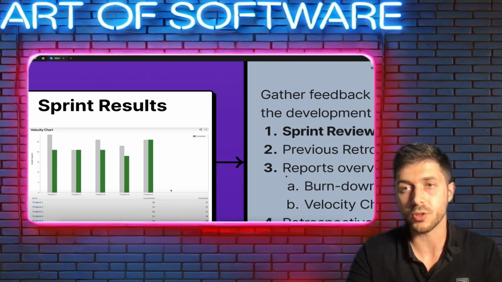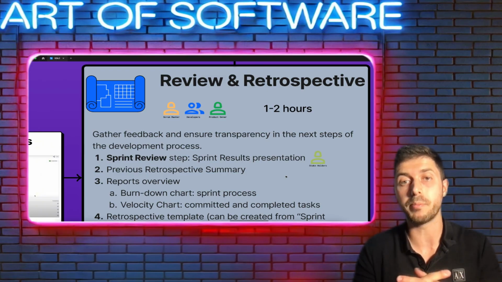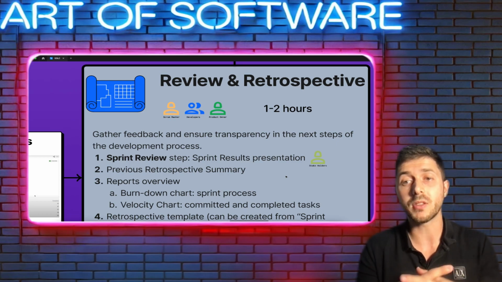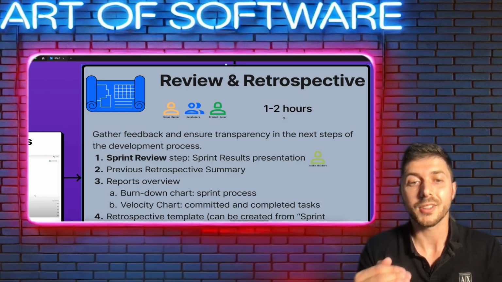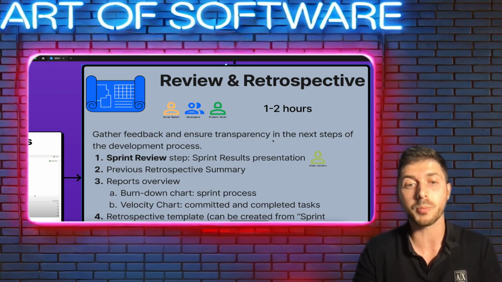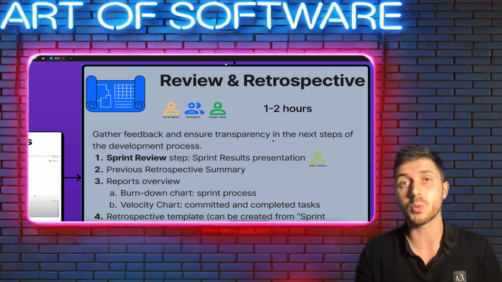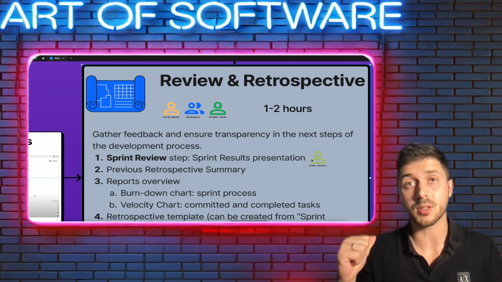When we have the sprint results, we can start the retrospective meeting. Actually, in this case, I combine both of them, the sprint retrospective and the sprint review, into one meeting that might last 1 or 2 hours. And the target of this meeting is to gather feedback and ensure transparency in the next steps of the development process. So we start by reviewing the sprint. We go over the results, what we have achieved, and in this part of the meeting the stakeholders might also join us. Then we raise the last retrospective summary and we start a new retrospective meeting.